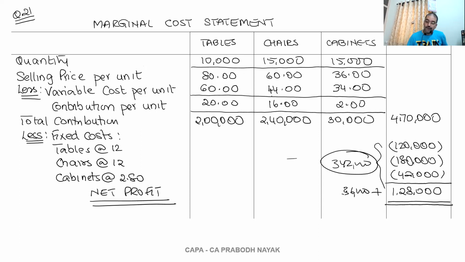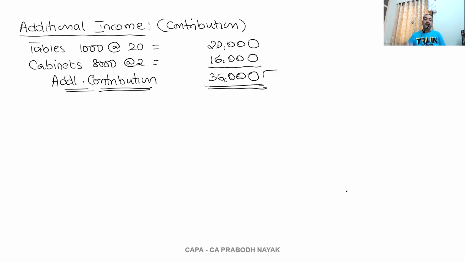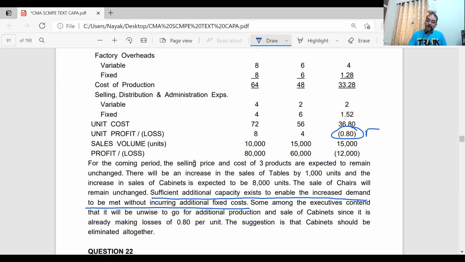Okay. So by producing additional units, even though the final figure is a loss per unit, which is what they have pointed out here, 0.80, contribution is coming now. Since the contribution is coming, it will help us to cover up the overall fixed cost. It may not be sufficient to cover the fixed cost of cabinets, but it will help us to cover the overall fixed cost of all the three together. That is why it is called contribution. It contributes towards covering of fixed cost. So that will help us to increase the profit by that much more, 36,000.